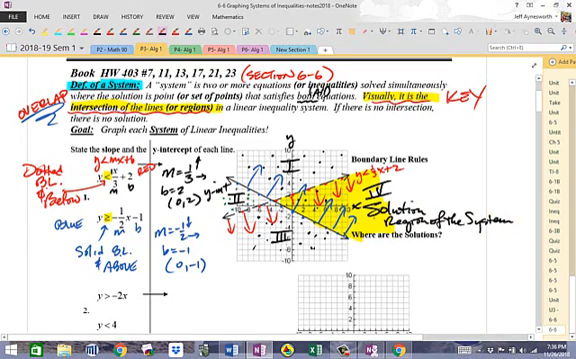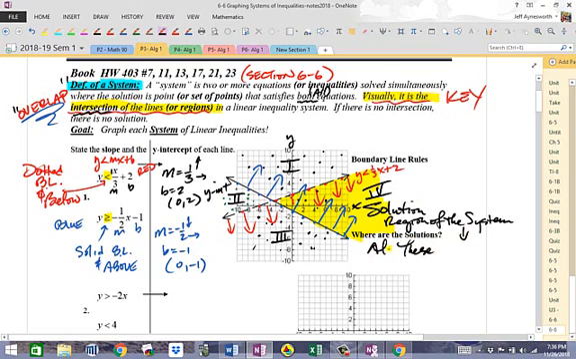Okay, so what you do is you graph each one separately, and color code them to make it easy to see and visualize. Wherever the colors overlap, wherever they intersect, is the solution to the whole system, which means both inequalities. These points satisfy both inequalities.